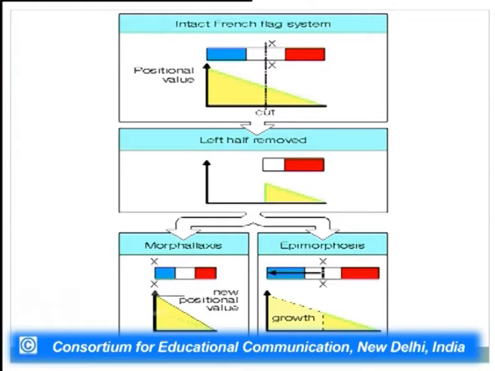We can understand these two modes of regeneration, morphallaxis and epimorphosis, by taking the example of an intact French flag system. There is a positional value for each part. There is a French flag shown, and the cross refers to where the cut occurs. If the left half is removed, that means the tissue is lost and only the right part remains. Then in the case of epimorphosis, there is a growth that occurs, and due to that growth, the cells will divide and again differentiate to form the rest of the flag.